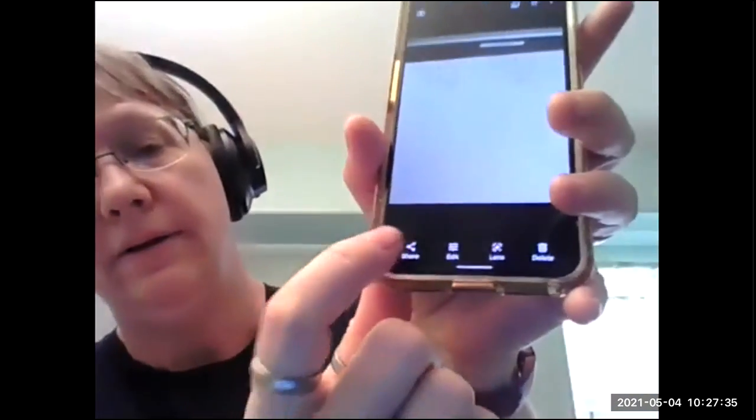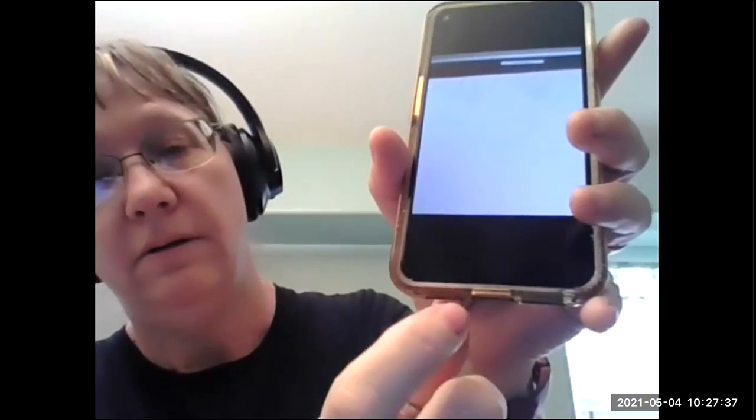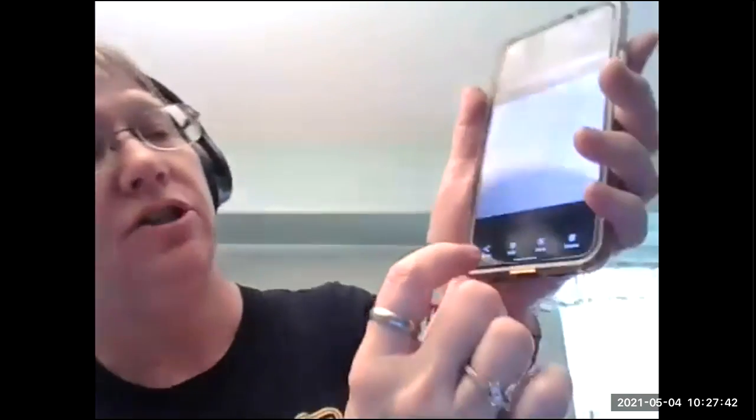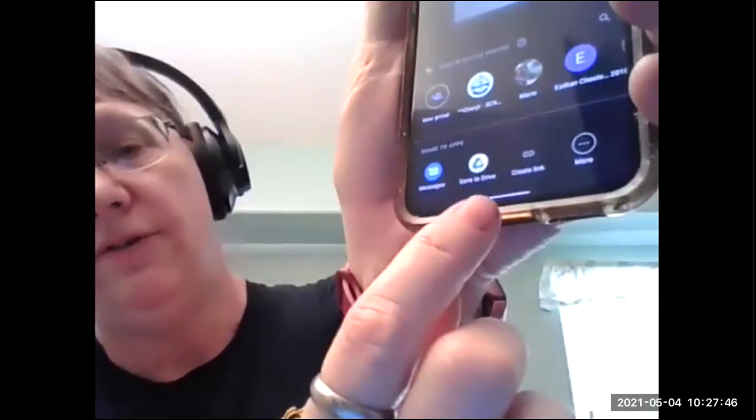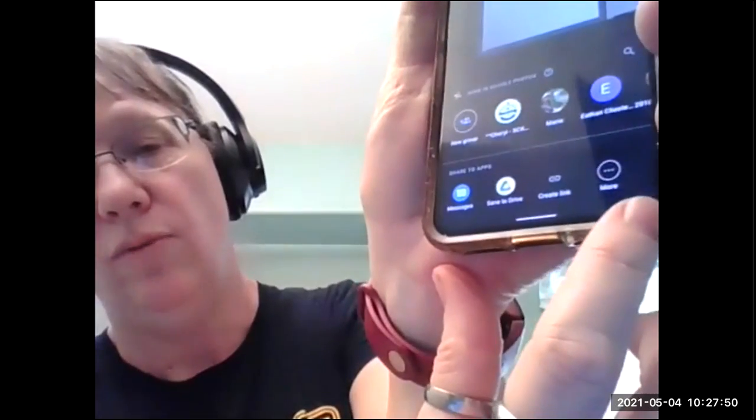On mine, I have an Android. If you have an Apple, I'm not sure, but I know on my Android phone, when I go into my share button, the little button that looks like a greater than, less than, the share button. If it doesn't show up, save to drive, mine does because I've done this before. You might have to use the more feature and scroll until you find save to drive.